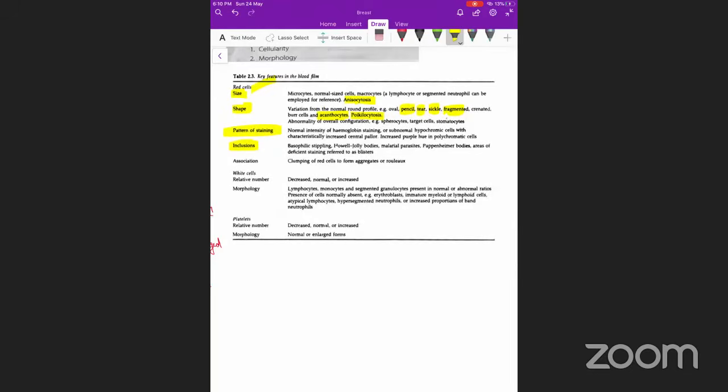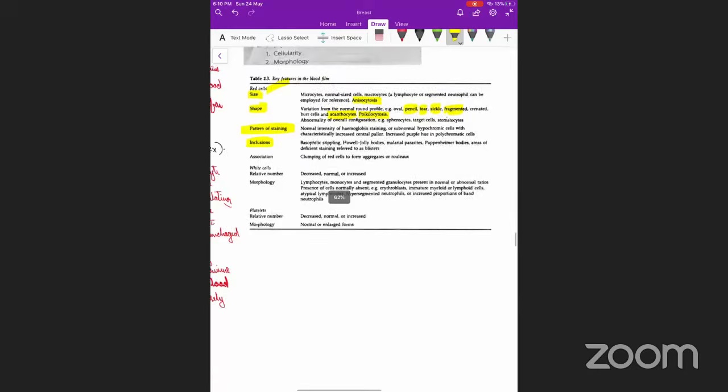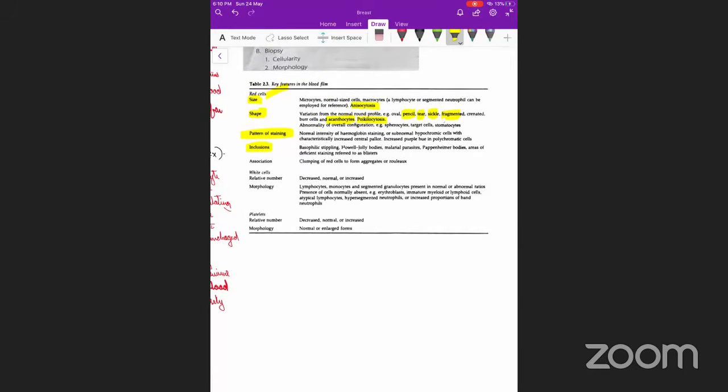Reticulocytes are stained using what? Yeah, any name? New methylene blue. Yes, very good. Okay. So these are the things which you look for in a peripheral smear.